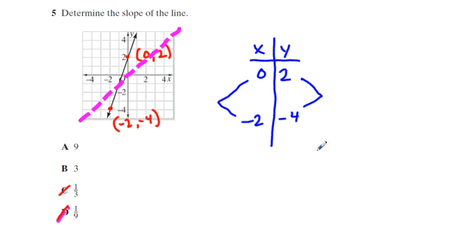Okay, back to our numbers. -4 minus 2 is going to be -6. And on the left side, we have -2 minus 0 is -2. So m is going to be our change in y, which is -6, divided by our change in x, which is -2, which simplifies to 3. So our correct answer for this is going to be B.